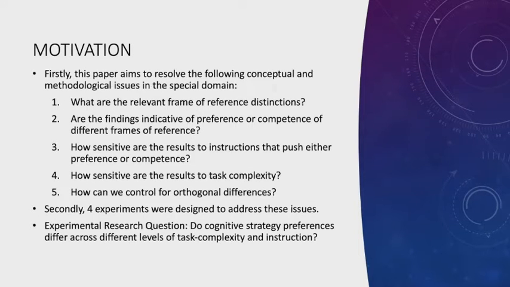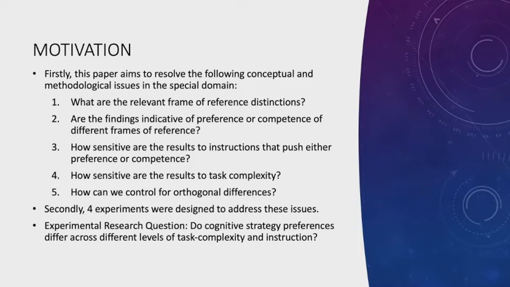Firstly, this paper aims to resolve the following conceptual and methodological issues in the spatial domain. What are the relevant frame of reference distinctions? Are the findings indicative of preference or competence of different frames of reference? How sensitive are the results to instructions that push either preference or competence? How sensitive are the results to task complexity? And how can we control for orthogonal differences?